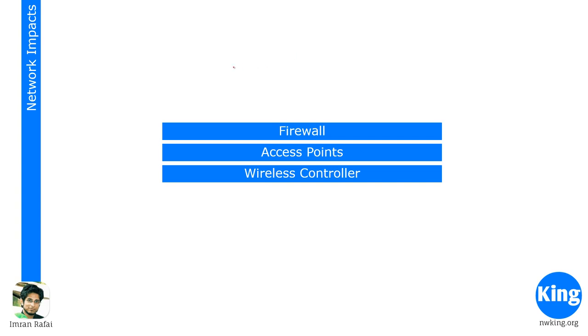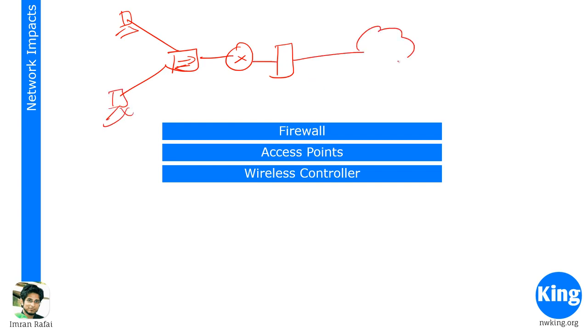So let's say you have a network, right? You have a network, and let's say there is a switch here, right? And then you have your router, and then these devices. Okay, now a firewall is a device that typically sits between your network and the internet, right?